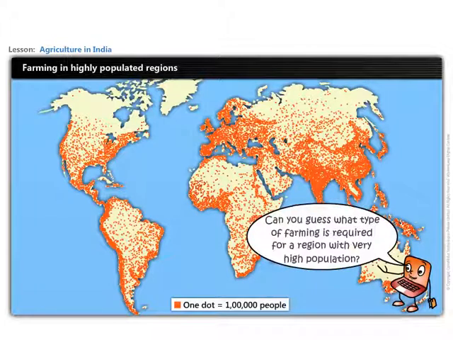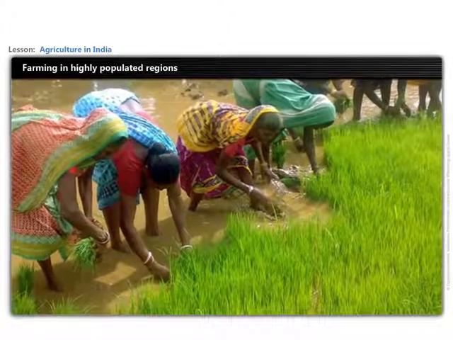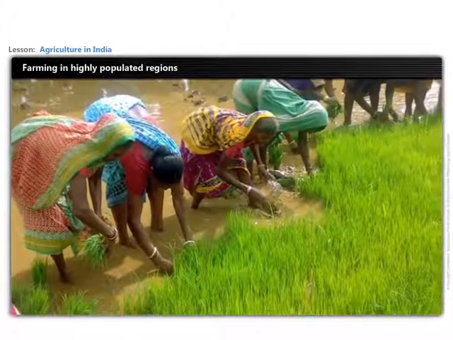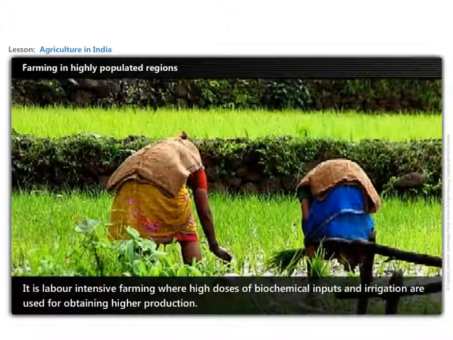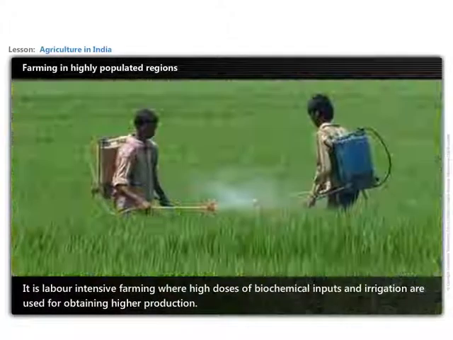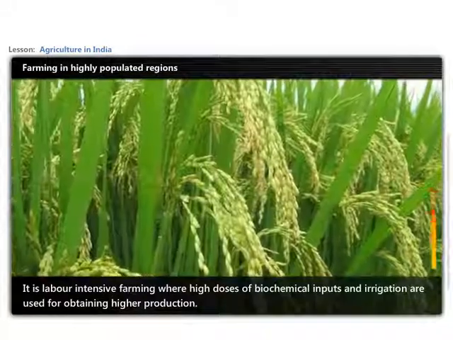Can you guess what type of farming is required for a region with very high population? The type of farming should be labor intensive so that more people can be employed. Secondly, the type of agriculture should be able to feed a large population. Hence, it should be intensive. Thus, in areas of high population pressure on land, intensive subsistence farming is practiced. It is labor-intensive farming where high doses of biochemical inputs and irrigation are used for obtaining higher production.